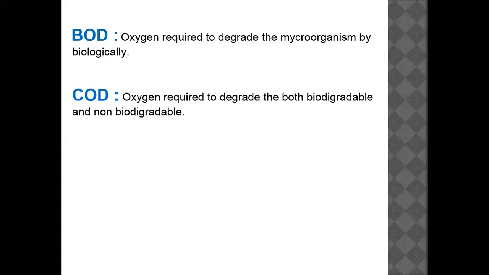For the determination of the COD test, two chemicals, silver sulfate and mercuric sulfate, are used. Silver sulfate acts as a catalyst, and mercuric sulfate is used to eliminate the interference due to the presence of chloride in the water.